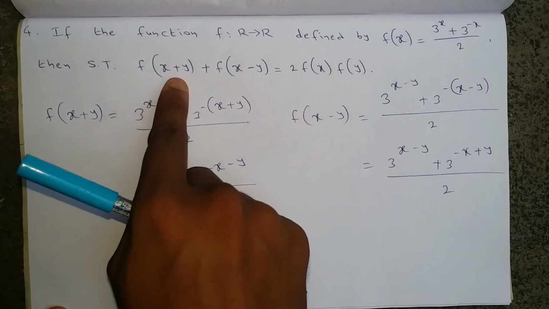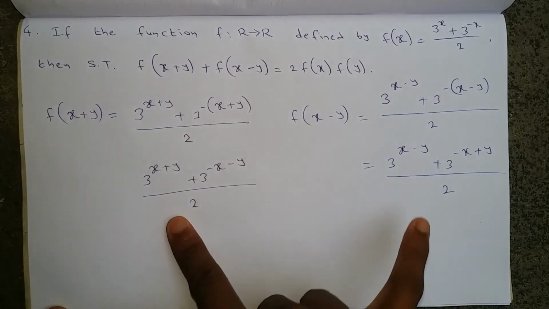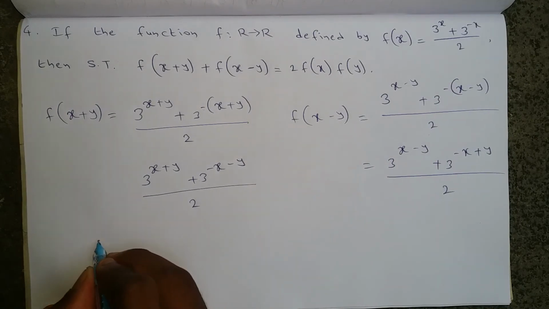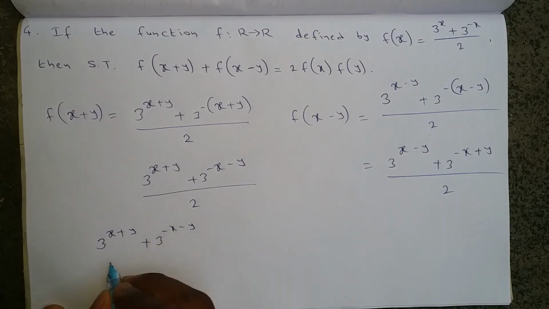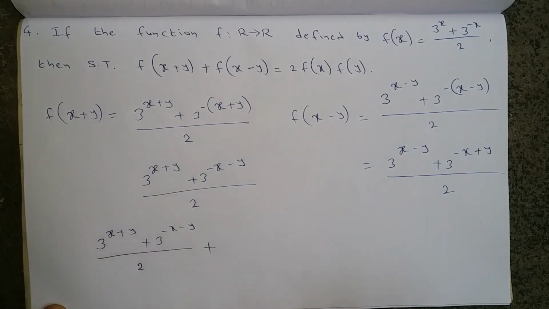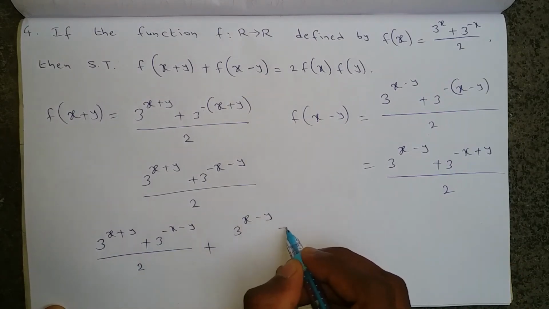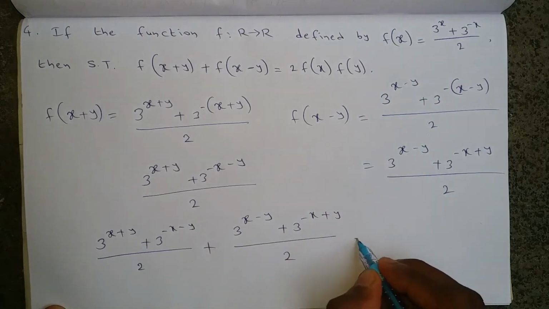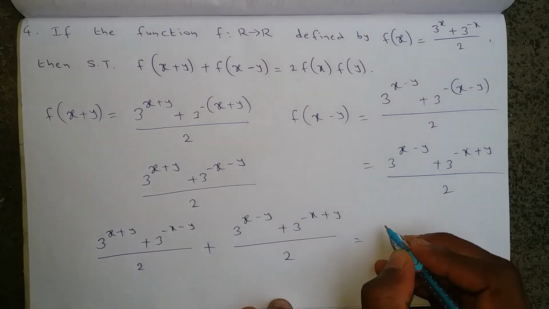We have here f of x plus y plus f of x minus y. So this value as well as this value, both we need to do addition. So let us do that. 3 power x plus y plus 3 power minus x minus y whole divided by 2, plus this value, 3 power x minus y plus 3 power minus x plus y whole divided by 2, which equals, if we observe these two terms, both the denominators are same, so we can add the numerators.